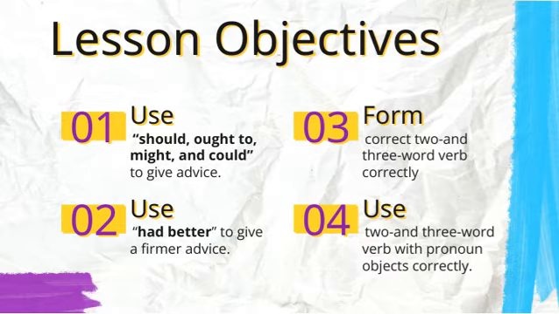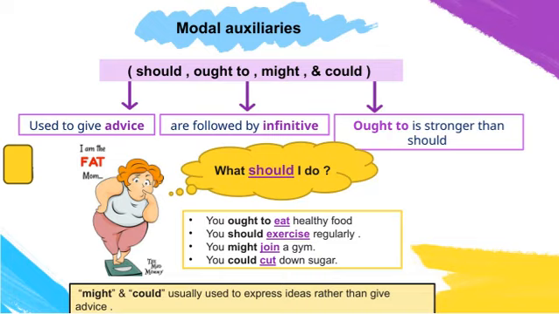Today, I want to talk about how we use words like might and could. Usually, these words are used to express ideas or possibilities rather than giving direct advice. For example, saying, "You might join a gym," suggests it's an option rather than a must. On the other hand, words like should and ought to are more about giving advice or recommendations. For instance, "You ought to eat healthy food," or "You should exercise regularly," are stronger suggestions that imply it's a good idea to follow them.